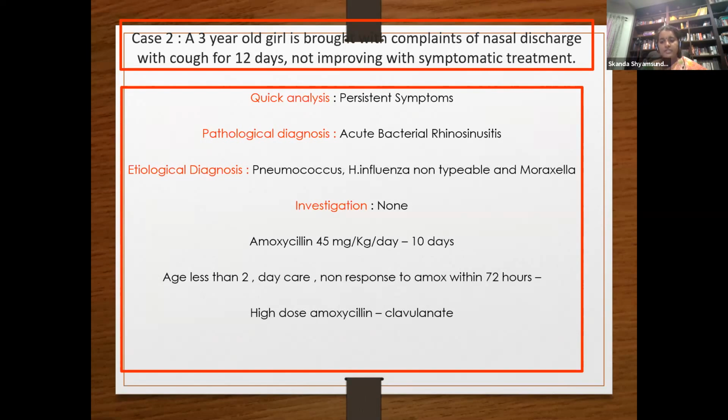Only for a certain small group of children do you give high dose amoxicillin clavulanate. Who are they? Age less than 2 years, the child is going to daycare, and if there is non-response to amoxicillin within 72 hours of initiating, then you give amoxicillin clavulanate 80 to 90 mg per kg per day for a period of 10 days.